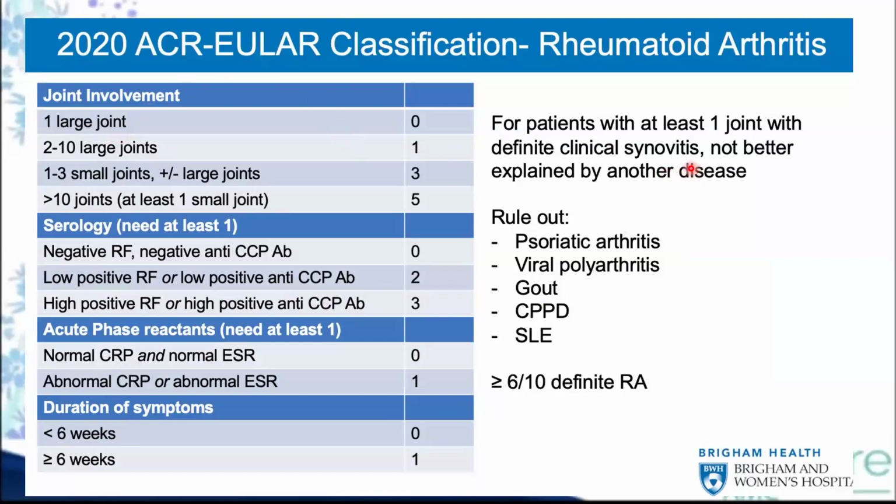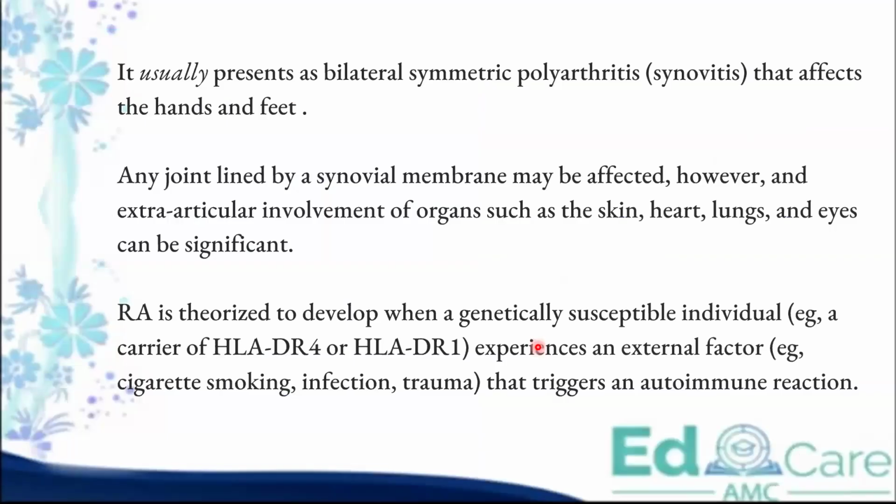So if it's just one joint, then you need to think about the other inflammatory arthritis. So what are these inflammatory arthritis? One is psoriatic polyviral arthritis, gout, CPPD which is pseudo gout, and SLE, right? So these kind of arthritis, the pain will improve with exercise, right? Exercise or just walking, right?